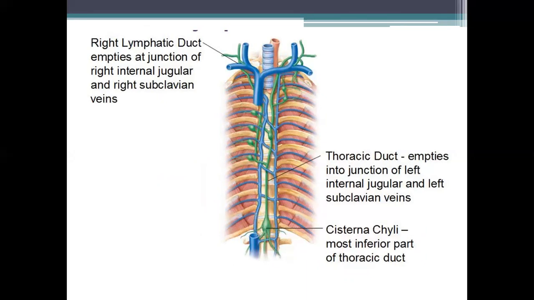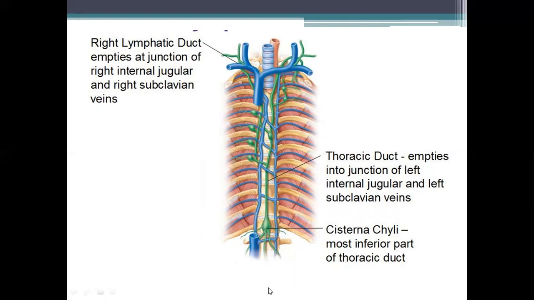So the thoracic duct originates from the upper end of the cisterna chyli on the posterior abdominal wall. So this cisterna chyli is present on the posterior abdominal wall. What does it correspond to? Its corresponding vertebral level is T12. Okay, it then courses upward.